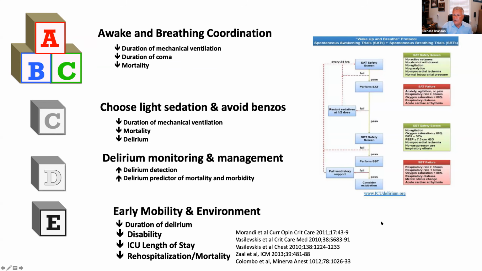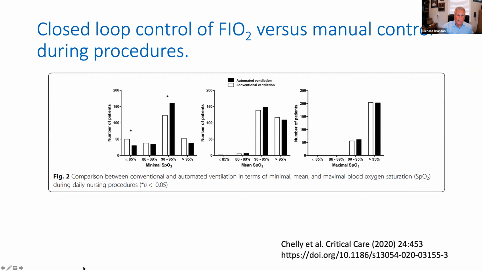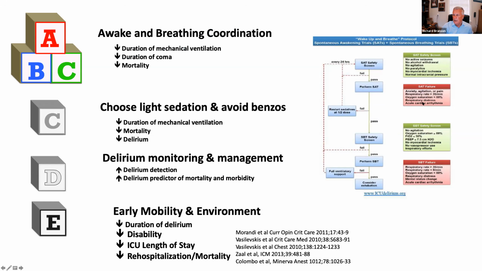And then over here to the right is from the ICU delirium website, which is all freely available if you want to go to that website. And they talk about doing the spontaneous awakening trials, a safety screen. Is it safe? And here are the reasons that make it safe or not. And then you perform that awakening trial, and if it fails, then you start the sedation back. If it passes, then you do the screen for spontaneous breathing trial, and then you perform it, and then you either consider extubating the patient or go back to taking care of them.